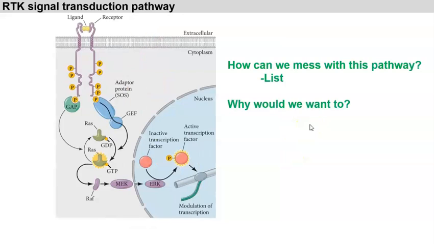One thing to think about is what can we do to mess around with this pathway? Think about what we could do. Why would we want to do that? Those are other things to consider. So there are a couple of things that we could mess around with.